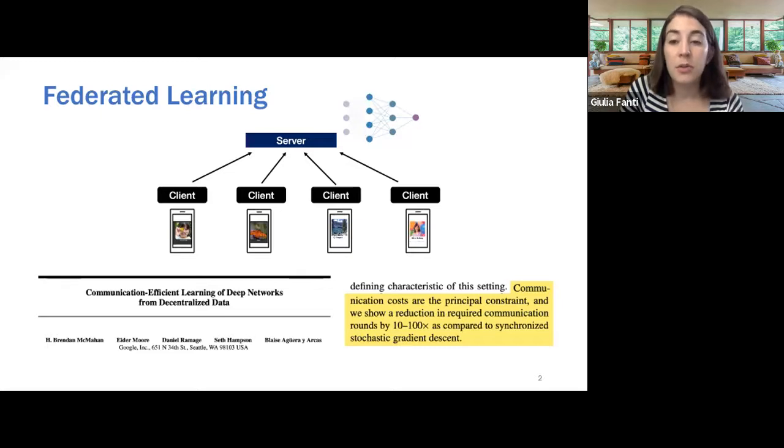And one of the main goals of federated learning, as outlined in the original paper that introduced it, is reducing the communication costs for clients. Because these could be mobile devices or even IoT devices, communication is considered to be expensive. So we want to reduce how often they need to talk to the central server. And this is going to be the focus of this talk today.